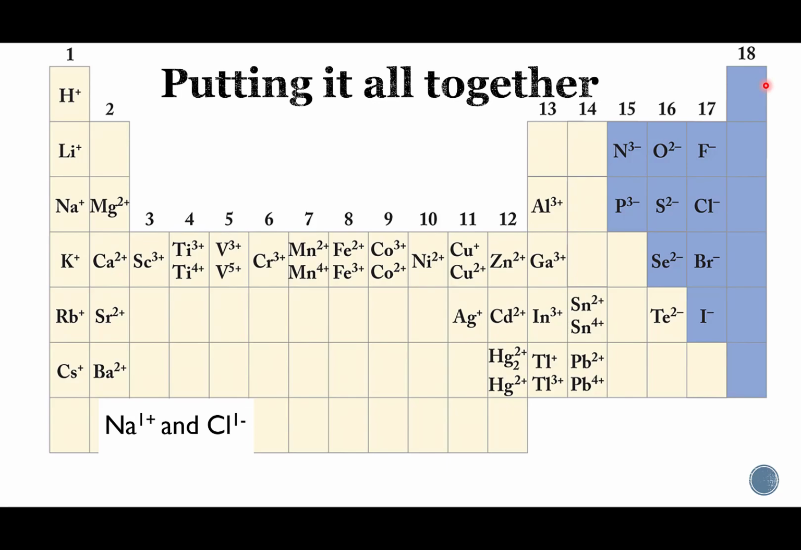So remember, the name of the game is stability. All of these elements are either going to gain electrons or lose electrons in order to have a full valence shell, or to have 8 electrons in their outermost shell. So again, we have 17 here. They have 7 valence electrons. They're going to steal 1. These guys steal 2. These guys steal 3. Stealing is a bad thing, so those are negative charges.